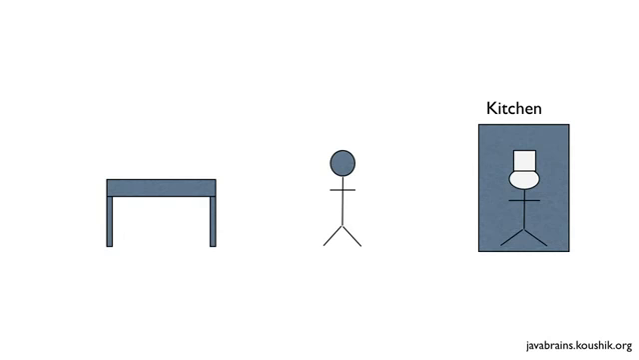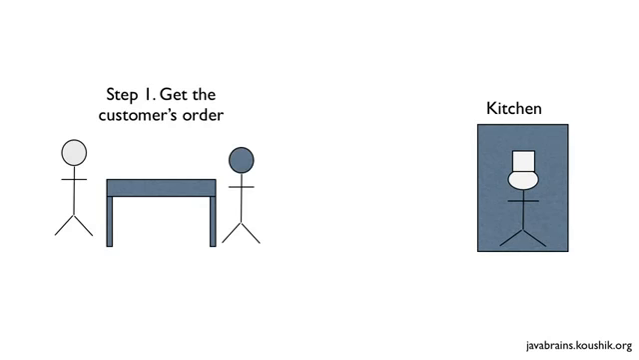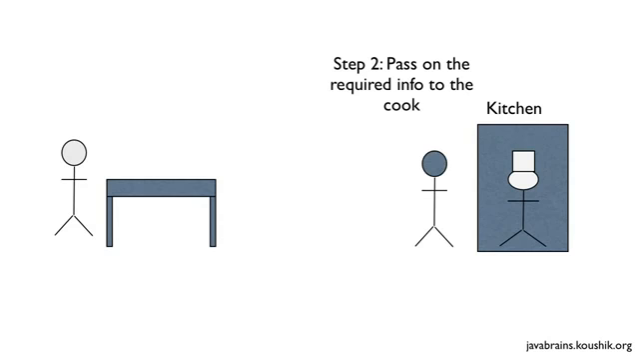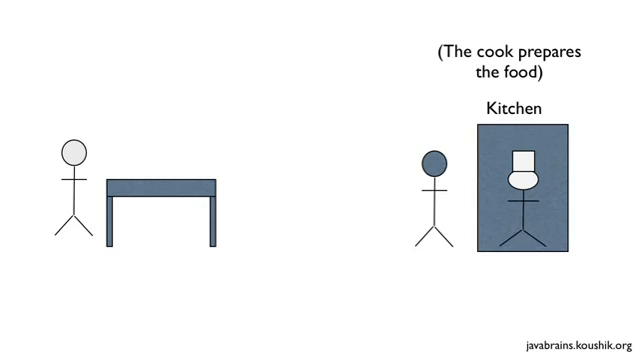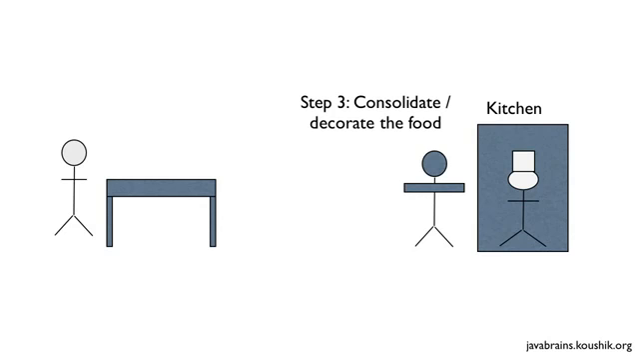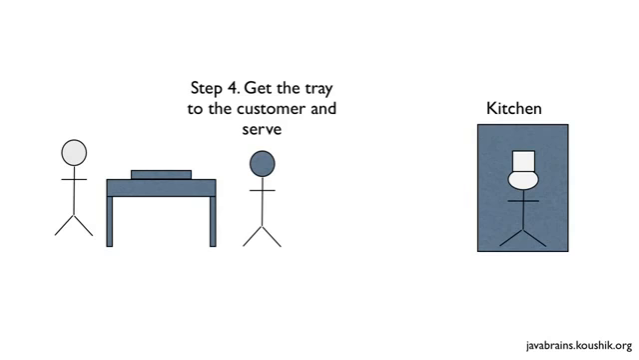So he happens to find a good cook and he hires the cook for his restaurant. Now, the cook works in the kitchen and the cook is not responsible for anything else apart from preparing the food. Now, with the cook in place, let's see how this flow changes. When a customer comes in, our stickman again goes and gets the customer's orders. Step 1, nothing has changed.